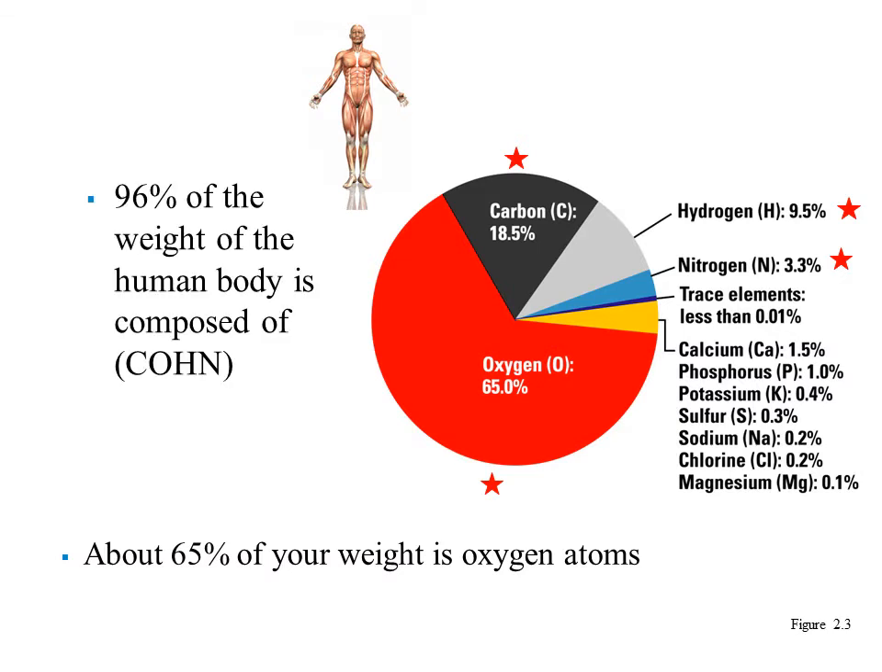So the first category is major elements. It makes up 96% of the weight of the human body. It is composed of 4 elements. I commonly call it CONH: C for carbon, O for oxygen, H for hydrogen, and N for nitrogen. Oxygen makes up the majority of the major elements. It makes up 65% of the weight, oxygen.